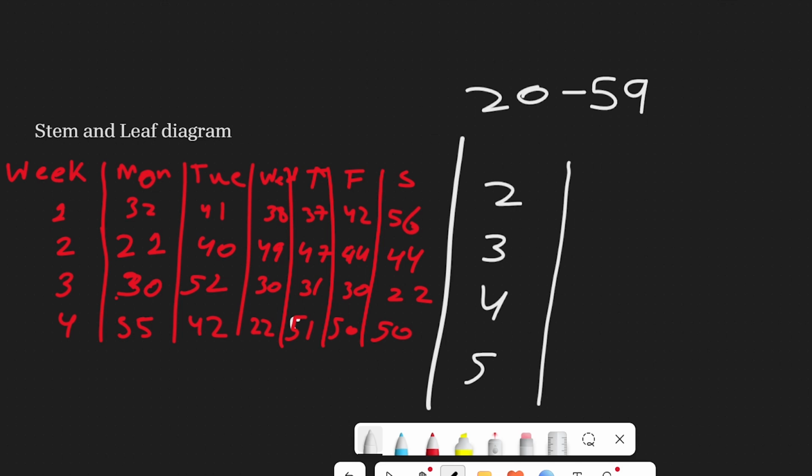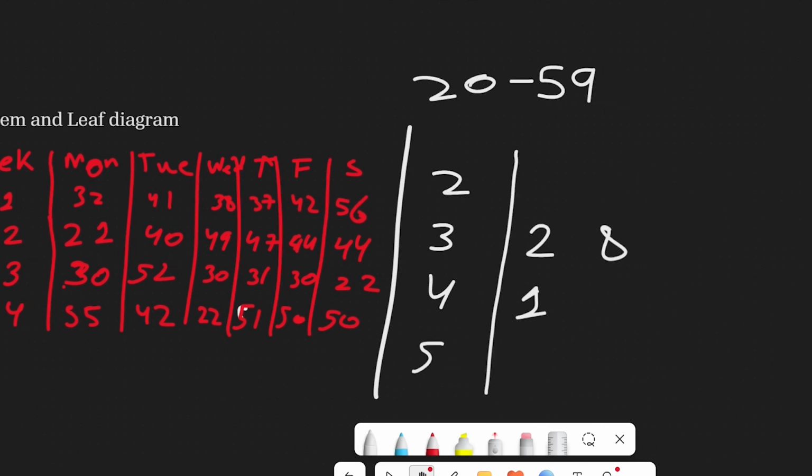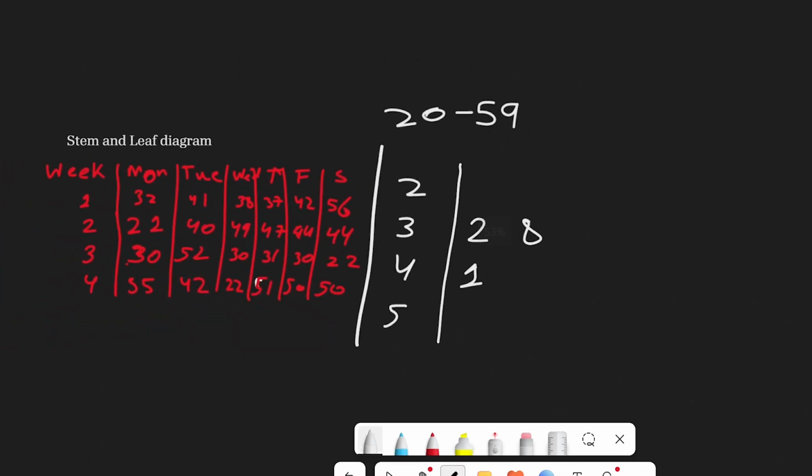Now we need to input all the values into this. For example, the first value is 32, which means 3 and 2. So 3 is over here, we'll just write a 2 over here. The next value is 41. We have a 4 over here, we would just write a 1 over here. Next we have 38, so we will write 8 over here. Then we have 37. Note that there should not be a comma between 2 and 8, there should be a space. Then we have 37, there would be a space, and then 7, then 42, then 56.